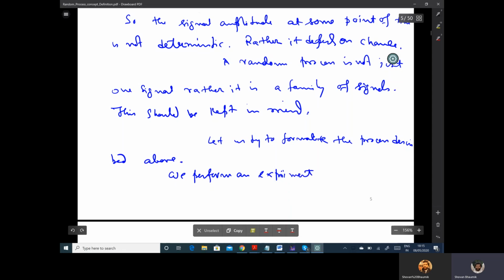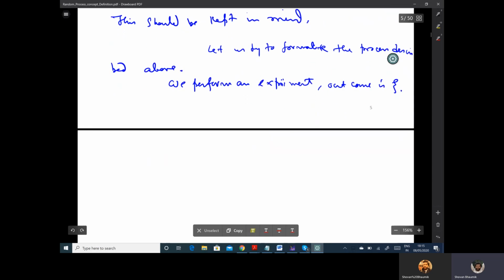Suppose we perform an experiment, and the outcome of the experiment is zeta. So now, let's try to draw it. We have a set which is the outcome of the experiment. It could be zeta 1, it could be zeta 2, it could be zeta 3, or it could be zeta n, right? So the outcome of the experiment is zeta.